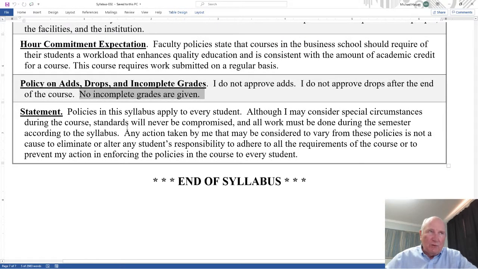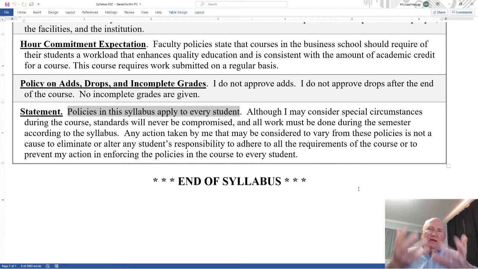Now, this statement here is important. Policies in this syllabus apply to every student. That's extremely important for a number of reasons. One, sometimes people bring special circumstances to me. I have a special circumstance. I will listen, I will consider, and I will help them through those special circumstances if I can. But one thing that I will not do, I will not lower the standards. I will not violate the policies, procedures, and rules in the course. The policies in this course apply to every student equally. That doesn't mean I won't help you within those policies and within that structure, but I will not violate that structure. I say that for two groups of people.